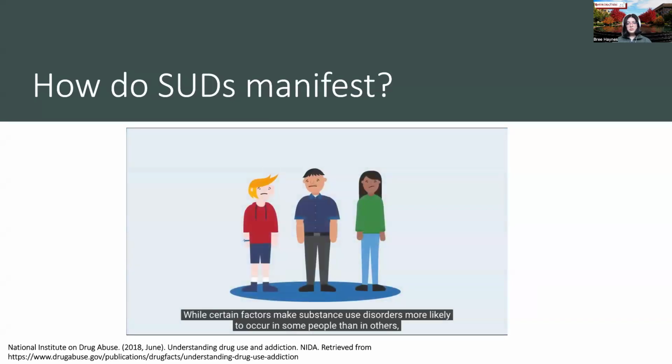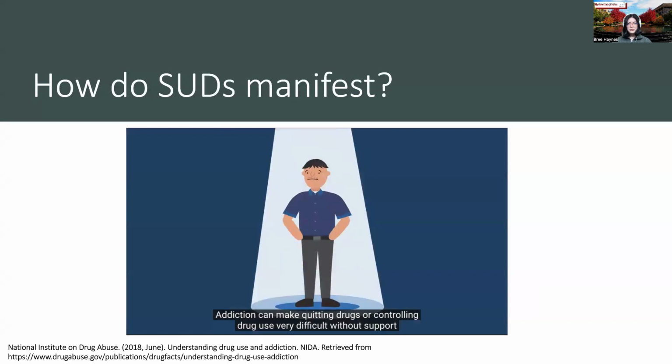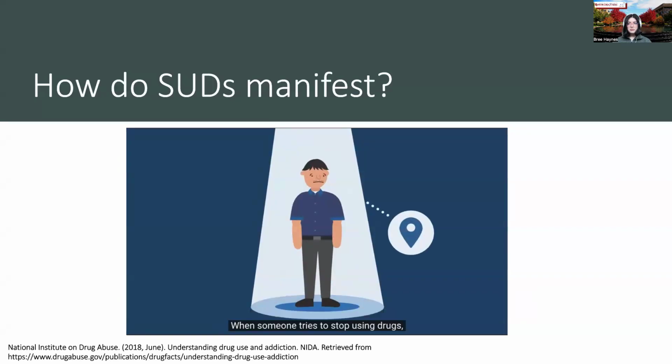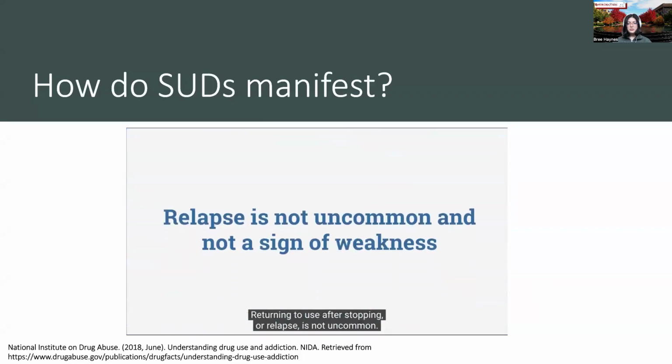While certain factors make substance use disorders more likely to occur in some people than in others, anyone can develop a substance use disorder, whatever their race and ethnicity, sex and gender, or economic status. Addiction can make using drugs or controlling drug use very difficult without support, no matter how much someone wants to stop or cut back. When someone tries to stop using drugs, strong associations between drugs and related cues and new or ongoing experiences of stress can lead them to experience cravings and needs again. Returning to use after stopping, or relapse, is not uncommon, and like addiction itself, it's not a sign of weakness.